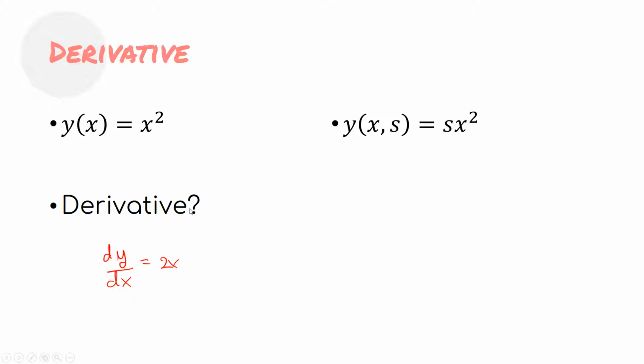So far so good. But what if we have a multivariable function, y depending on x and s, equal to x squared s? So what would be the derivative, or more correctly, derivatives of this function? Okay. If you write dy dx, this doesn't make sense anymore in this context. You need to be more specific.